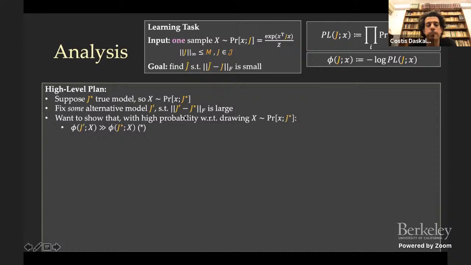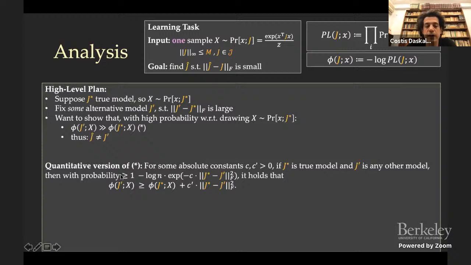So what I want to show is that with high probability with respect to the randomness of X from J star, the phi value on J prime, which is far away from J star, is bigger than the phi value on J star itself. That in particular would imply that J hat cannot be J prime, because J hat must be at least as good as J star. Maybe J star is not the optimum, but J hat should be at least as good as that. And if that already beats this other candidate, then J hat cannot be that other guy J prime. So that is the plan.